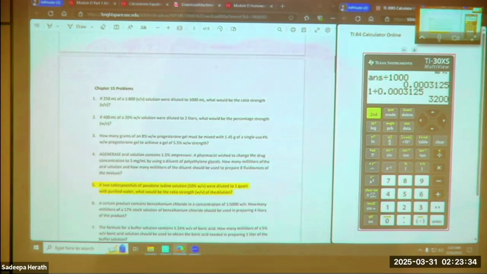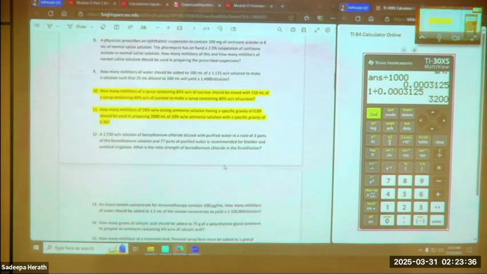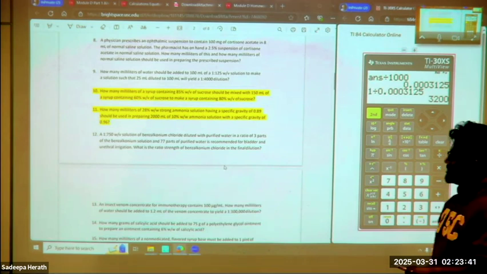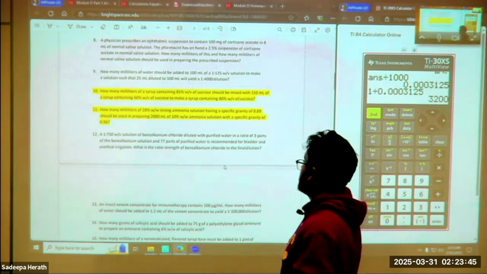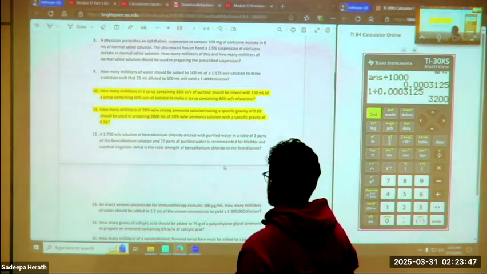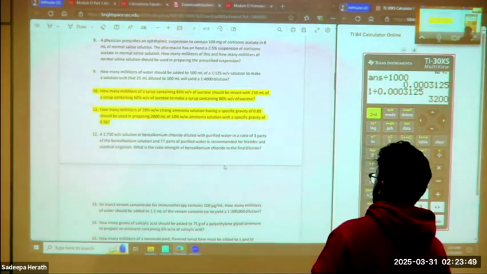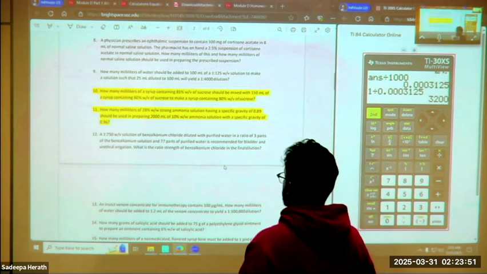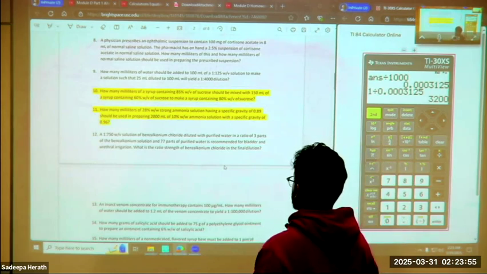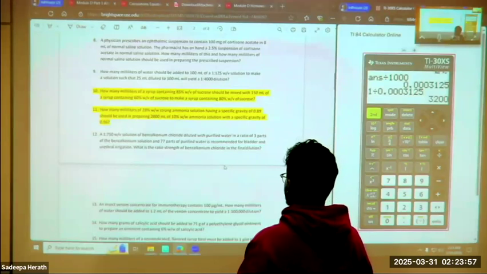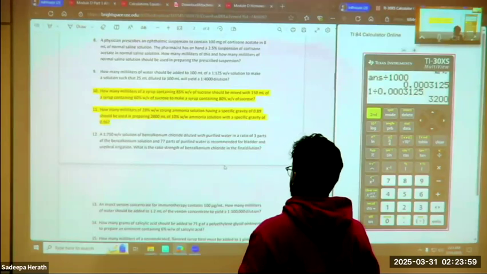Number 10 is our next problem. It is a homework problem. How many milliliters of a syrup containing 85% weight to volume of sucrose should be mixed with 150 mLs of a syrup containing 60% weight to volume of sucrose to make a syrup containing 80% weight to volume of sucrose? A lot of sucrose going on here.